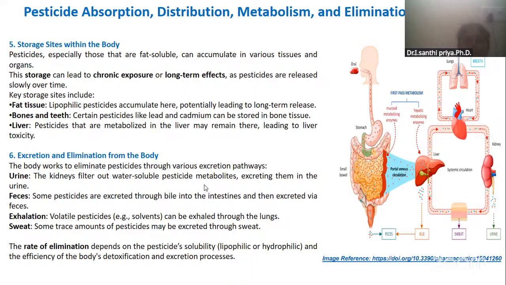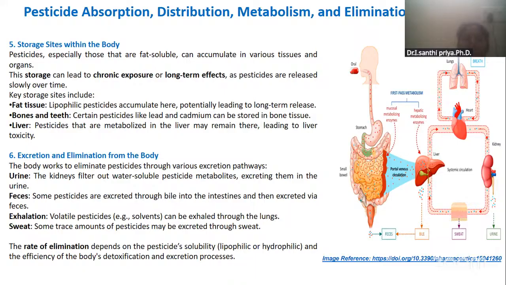And coming to excretion and elimination, the body works to eliminate the pesticides through various excretion pathways. The first defense is our body, right? It has different pathways to process the pesticide, and also different ways to excrete the pesticides out of our body. Majorly they are urine, feces, exhalation, and sweat. Through urine, the kidneys filter out water-soluble pesticides and metabolites, excreting them through urine. And feces, some pesticides are excreted through bile into the intestines and then excreted via feces, right?